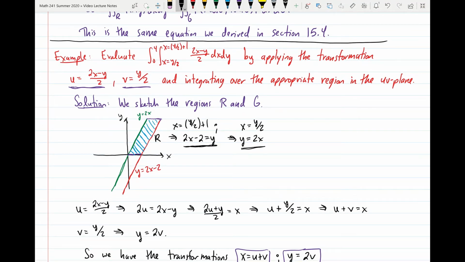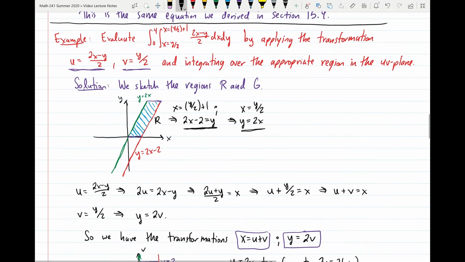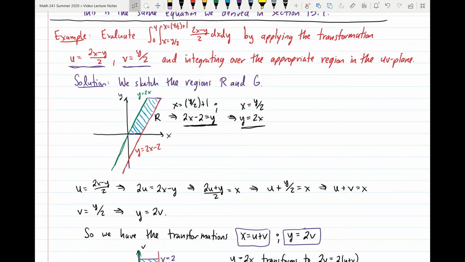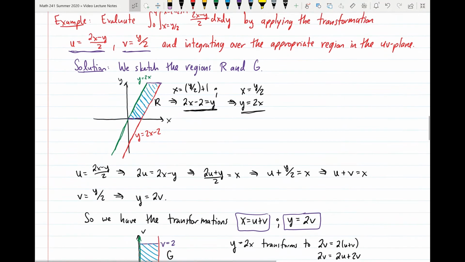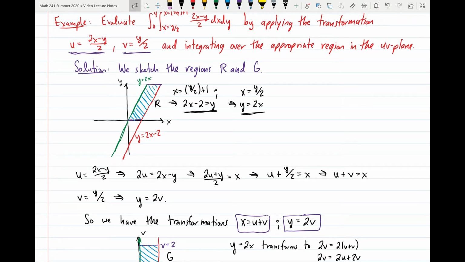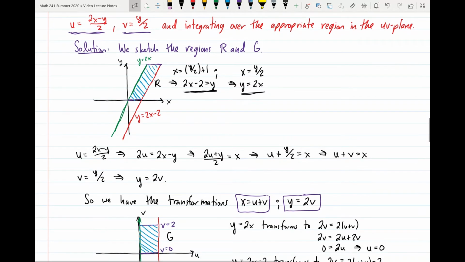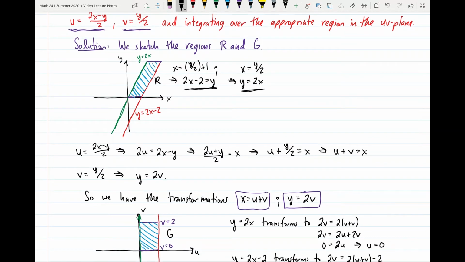So we can put in purple lines representing y equals 0 and y equals 4, and then we can color in that region. So that's the region of integration R in the xy plane. And now we want to use our transformations, this u equals 2x minus y over 2 and v equals y over 2, to ultimately give us what G is going to look like.